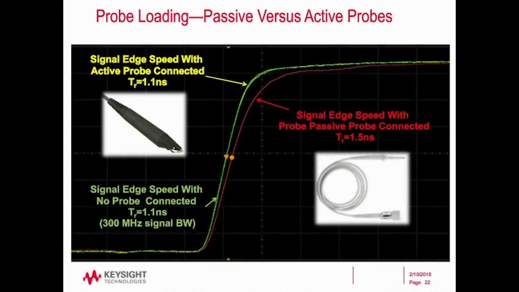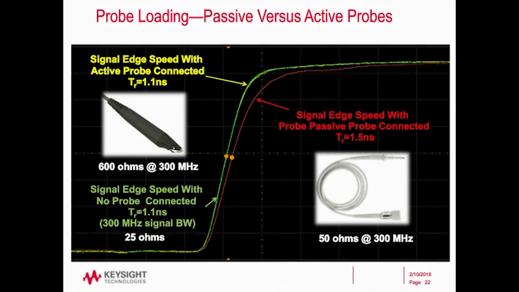Well, of course, that red trace then is what happens when I touch the signal with my passive probe. Now that trace is not what the passive probe is reporting, it is the actual signal. I'm observing the change to the signal when it is touched by the probe. And that signal slows down, it rolls over, and it is no longer 1.1 nanoseconds, it's now 1.5 nanoseconds. That's probe loading. In this case, the bandwidth, using our formula that we talked about previously, is 300 megahertz.